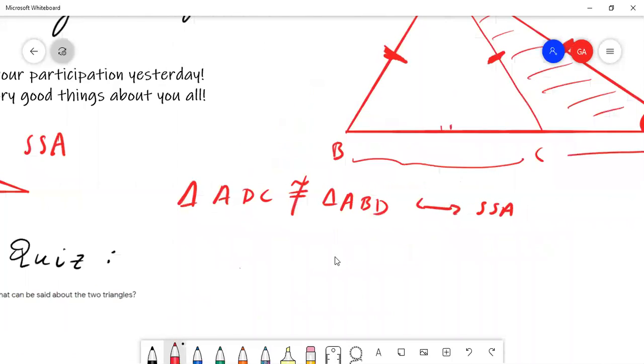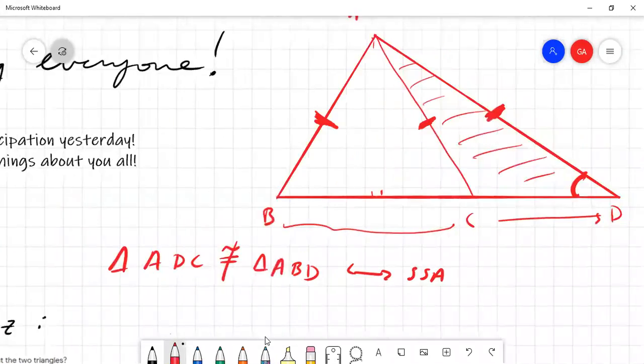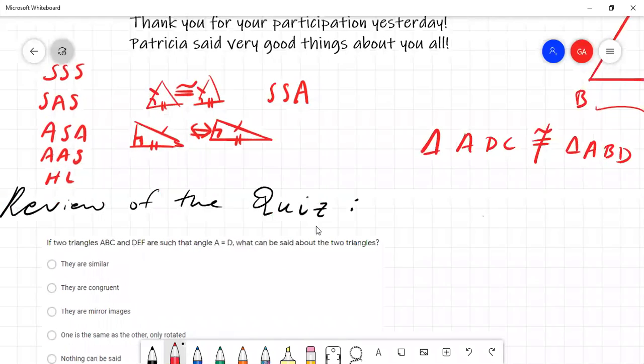Sorry, that took me a bit longer. I was not planning on saying this, so I was looking at my notes and trying to figure out what the proof was. Okay, but I hope that makes sense.